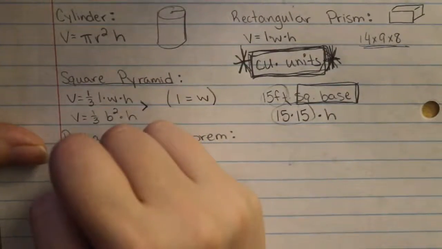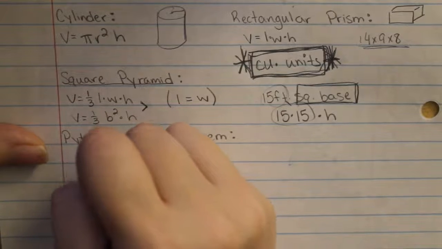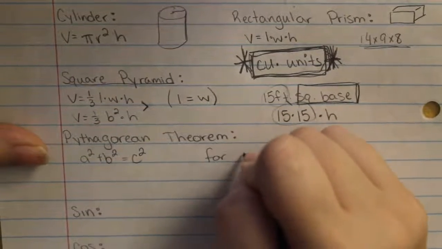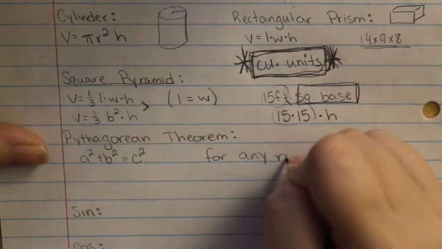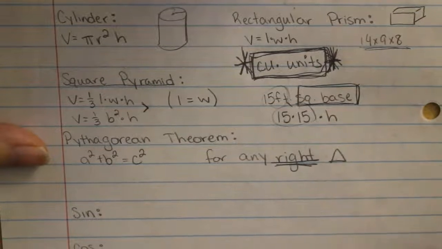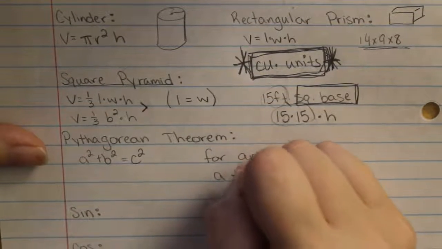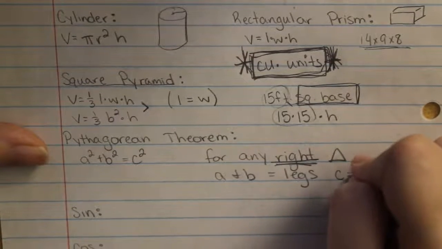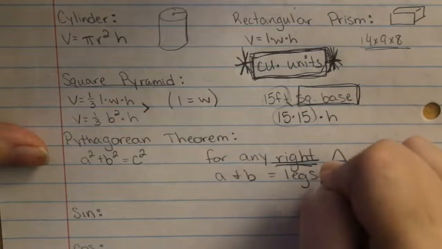Moving forward, we have the Pythagorean theorem, which was a squared plus b squared equals c squared for any right triangle where A and B are the legs and C is the hypotenuse.